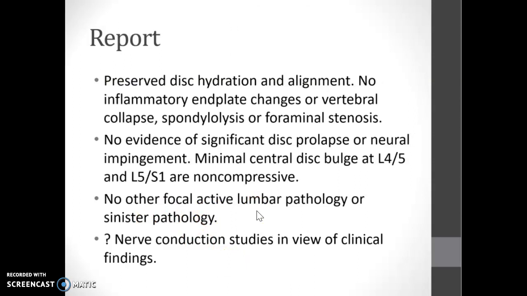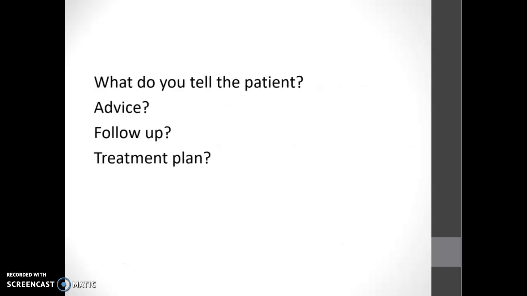So at this point, do you go on and look for nerve conduction studies in view of the clinical findings that you found with your patient? And what do you tell your patient? Is your patient looking for an answer? If there's nothing appearing on the MRI scan at this point, how are you going to win them round in terms of diagnosis? What would be your advice? How soon after would you follow them up? And what would be your treatment plan?